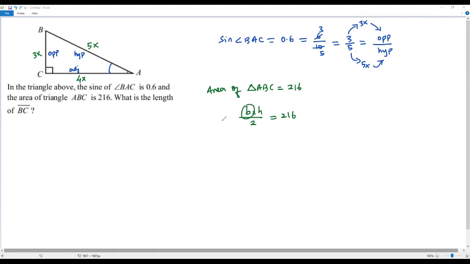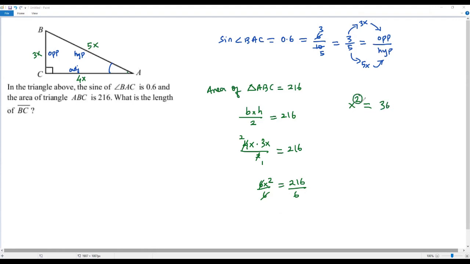For the base b over here, we can plug in 4x, because 4x is the length of the side AC, the base of the triangle. So 4x times, for the height we can plug in 3x, divided by 2 equals 216. Here 2 goes into 2 1 times and 2 goes into 4 2 times. 2 times 3 is 6, x times x is x squared. That is 6x squared on the left side. On the right side we get 216. Now let me divide both sides of this equation by 6, and this 6 will cancel out. I get x squared equals, when I divide 216 by 6, 36.